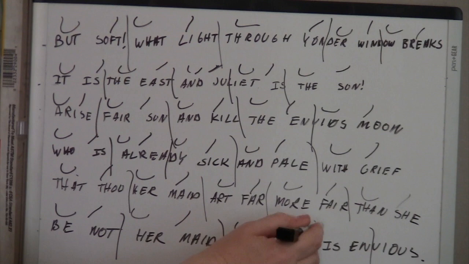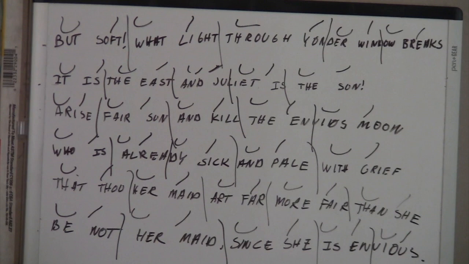Now, you see this word envious? Envious, envious. In the same speech, just a few lines apart, two syllables, three syllables. So this is why you really need to scan your text. Be not her maid, since she is envious. All right, thank you. Now begin and try to scan some verse lines on your own.